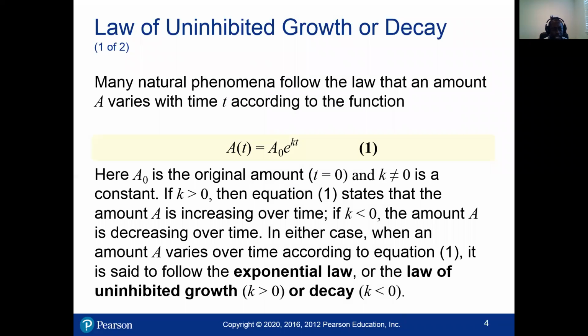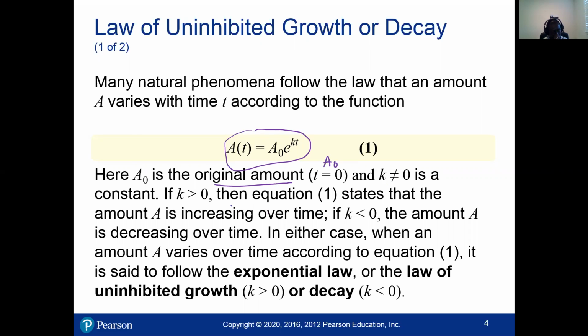Okay, so here is the law of uninhibited growth or decay model. It is an exponential function, A of t, a function of t, where A(t) = A naught times e raised to kt. The A naught is the value when the time is 0, so it is called the initial amount, or original amount.